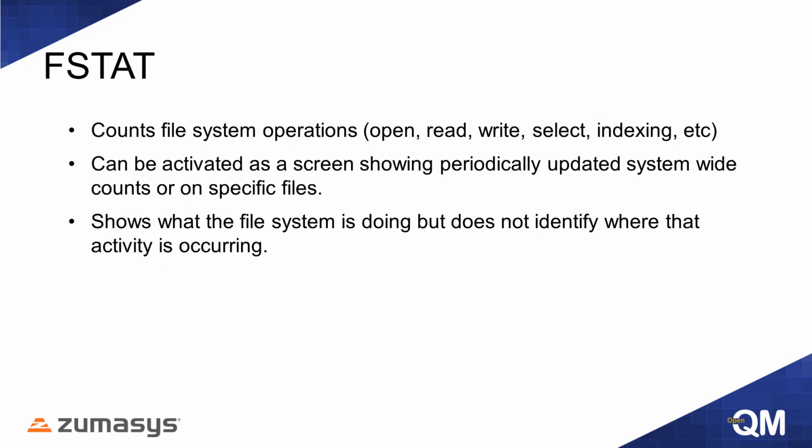The first one, Fstack, has been in QM for many years. It's had a few minor things changed over the years, but essentially it counts file system operations, so opening files, reading, writing, selecting, indexing, and so forth, and it keeps simple counters on those. This can be done as a screen that updates periodically automatically, giving a system-wide count, or it can be activated on specific files, and when used in that way you can even shut the system down, bring the system back up, and it will continue from where it was with its counters. So you can accumulate counts over several days with no problem.